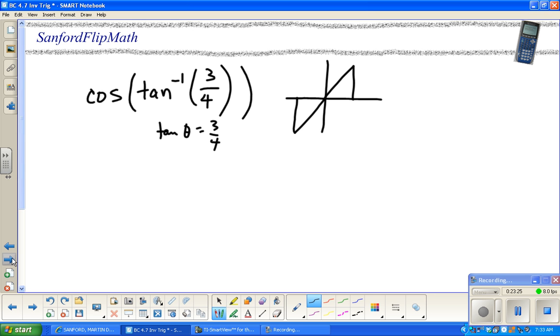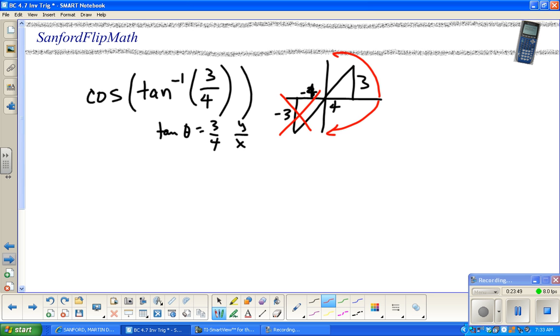Tangent's positive in the first and third quadrants, and it is y over x. So here's 3, here's 4. It could have been negative 3, negative 4. But remember, inverse tangent is really only between negative 90 and positive 90. So this one is actually completely out of the running.